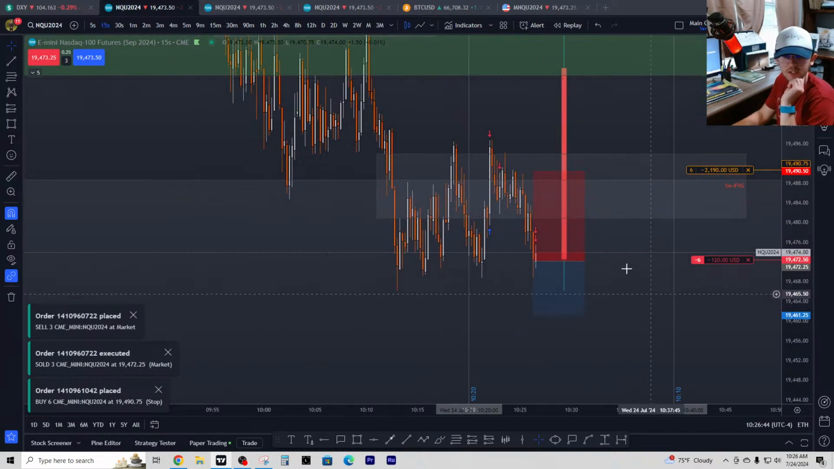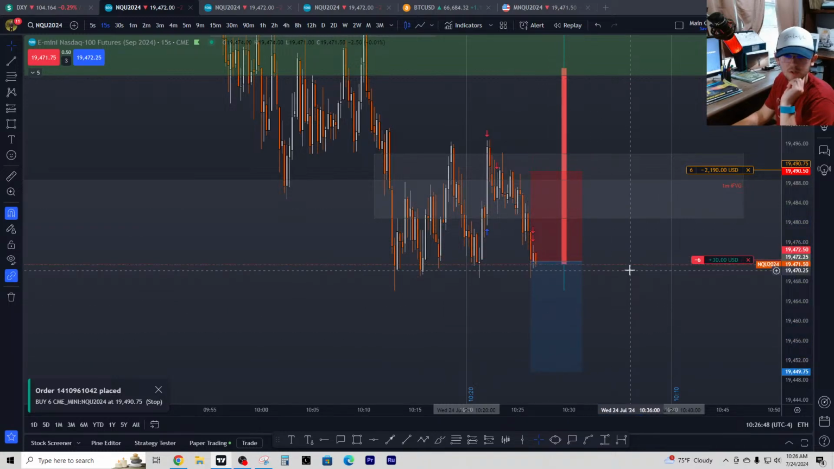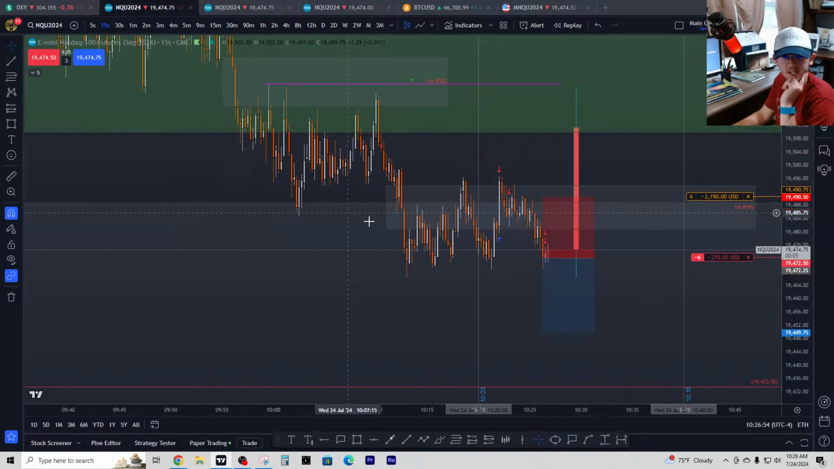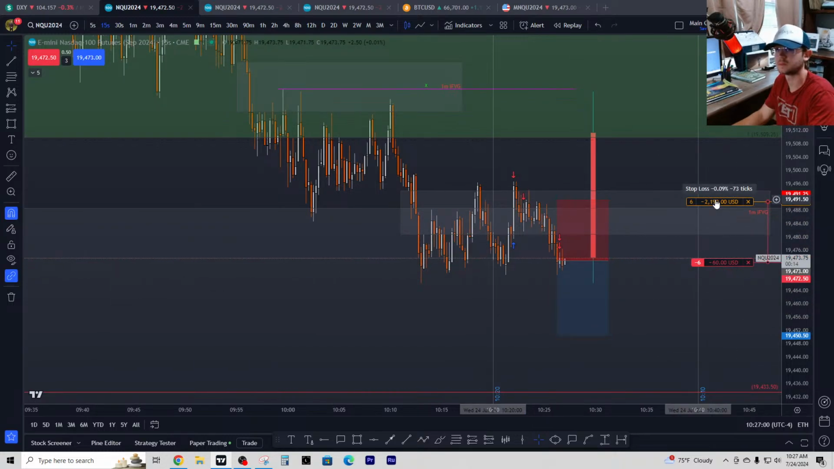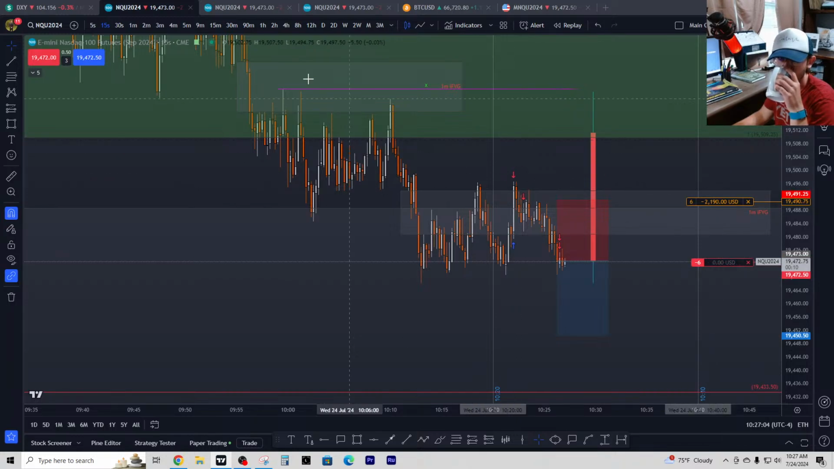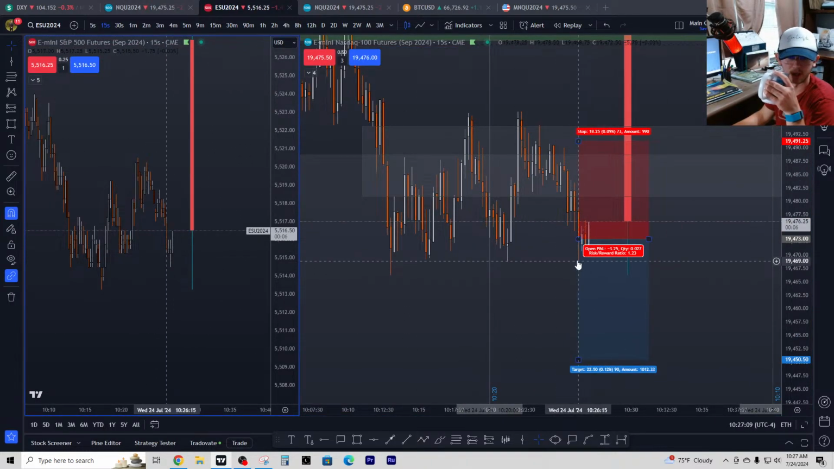I never trade like this, but this is just paper. As soon as we break this short-term low, it goes to break even. I'm just testing lower time frame setups on a paper account. Now we got SMTs here, but we got equal lows.